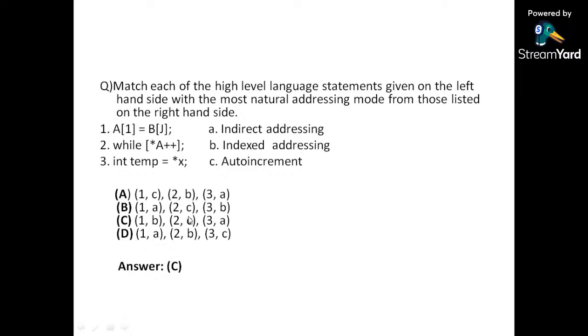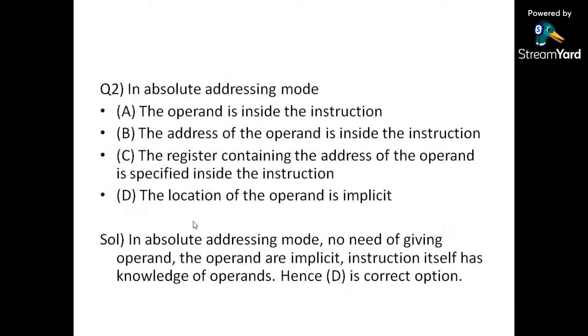By default, first and B, first will be an example of index addressing mode. So the most correct option here is option number C. 1 is matched with B, 2 is matched with C, and third is matched with A. This is what we have studied in the addressing modes in the previous slides. Okay, now let us see another example.